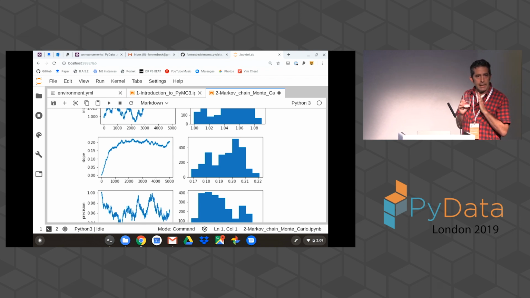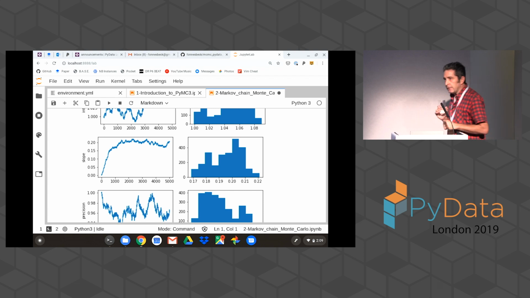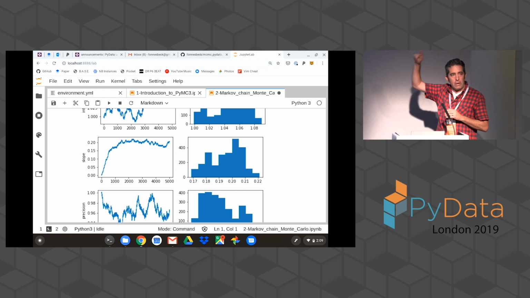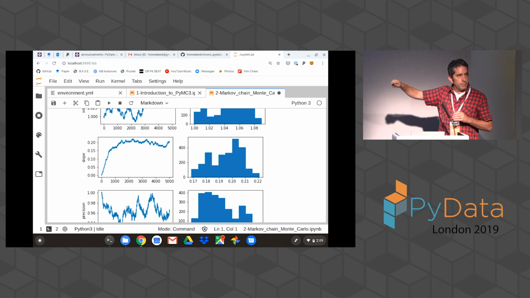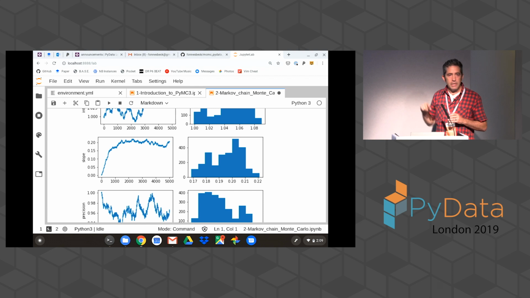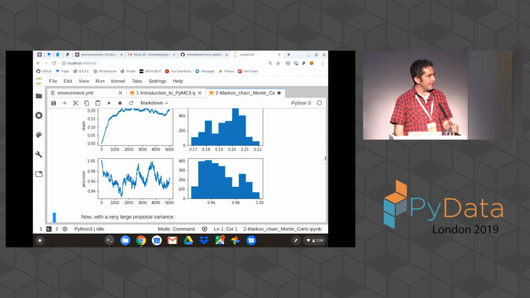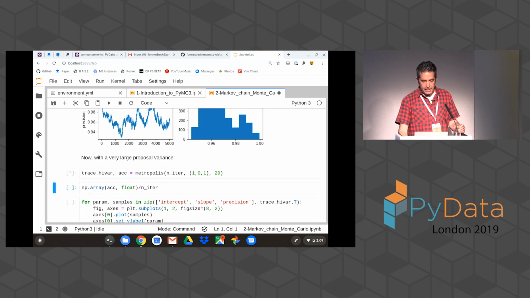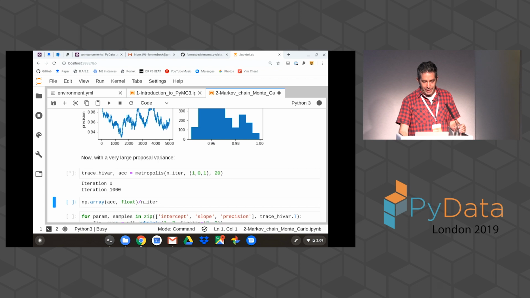If you pick a really tiny scale parameter for your proposals, it's going to take really tiny little steps, and they'll all get accepted. Everybody will be happy, except it'll take you a really long time to cover the posterior distribution. It doesn't do a good job of exploring the parameter space, so it'll look like that, and that's not good. All right, let's make it big then. Let's pick a standard deviation of 20.